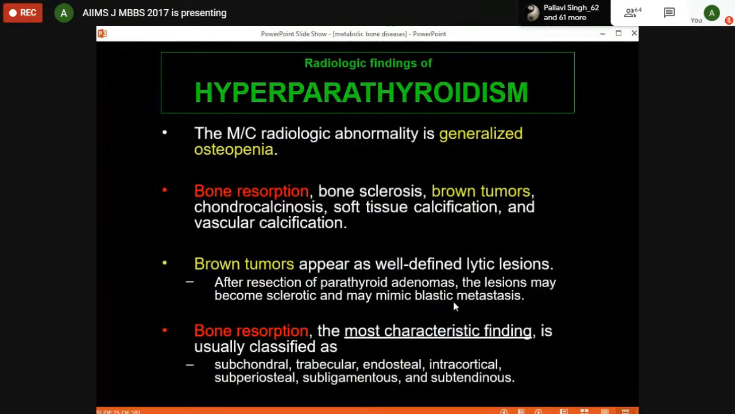So the most common radiologic abnormality is generalized osteopenia. Other findings are bone resorption, bone sclerosis, brown tumors, chondrocalcinosis, soft tissue calcification, and vascular calcification. Brown tumors, what are they? They appear as well-defined lytic lesions. After resection of parathyroid adenomas, the lesions may become sclerotic and may mimic blastic metastasis. Bone resorption, the most characteristic finding, is usually classified as subchondral, trabecular, endosteal, intracortical, subperiosteal, subligamentous, and subtendinous.